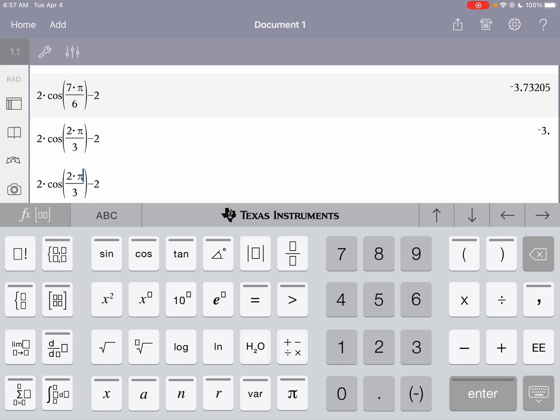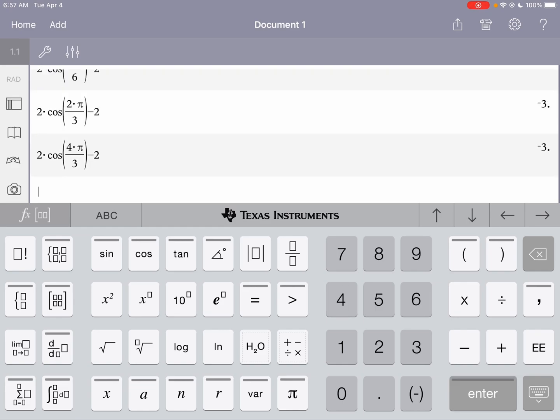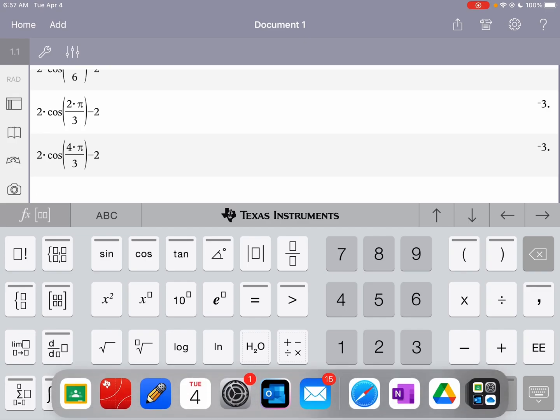I'm going to double check my second answer. Should always double check. And we get 4 pi over 3, so I'm just going to change the 2 to the 4. And I get negative 3 for both of them, so therefore that's why answer choice D is your answer.